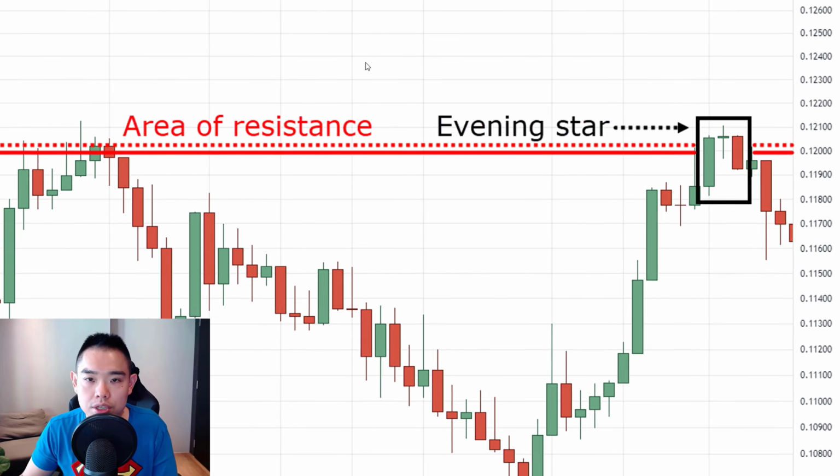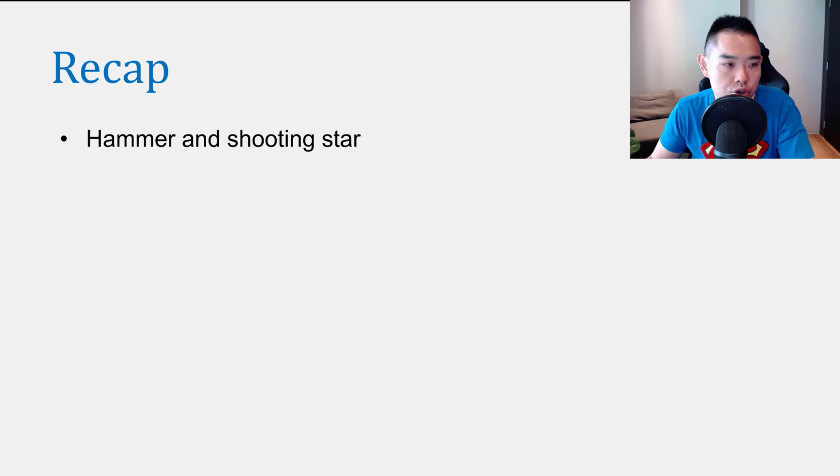So let's do a quick recap of the things that you've just learned. A lot of candlestick patterns. Number one, we talk about the hammer and the shooting star pattern. These are single individual reversal candlestick patterns. The hammer looks like this. It tells you that the buyers are temporarily in control, and the shooting star looks something like this, and it tells you that the sellers are temporarily in control.